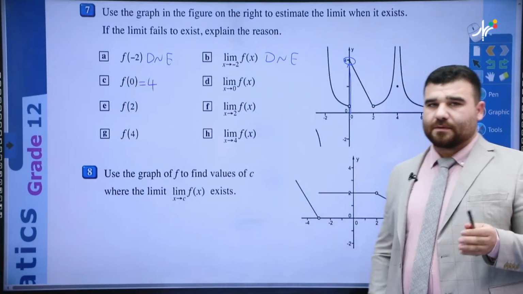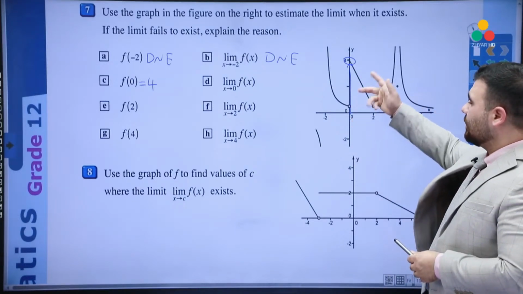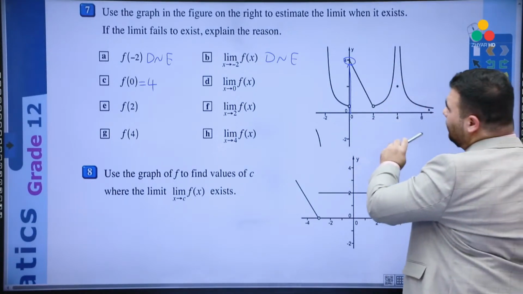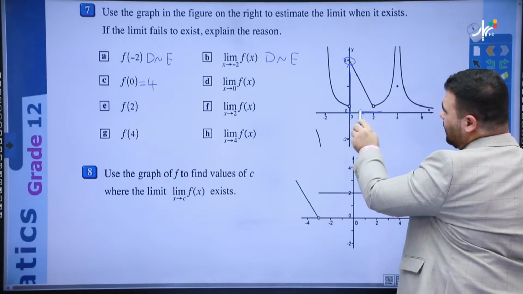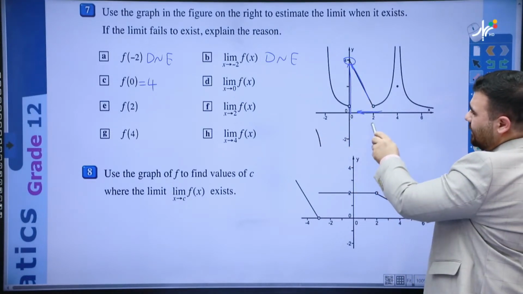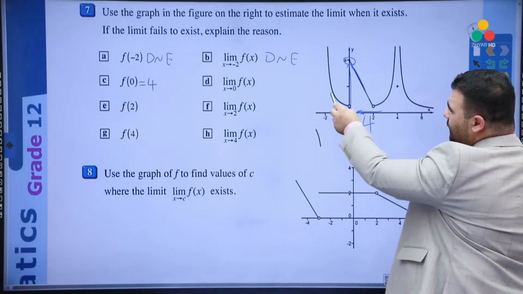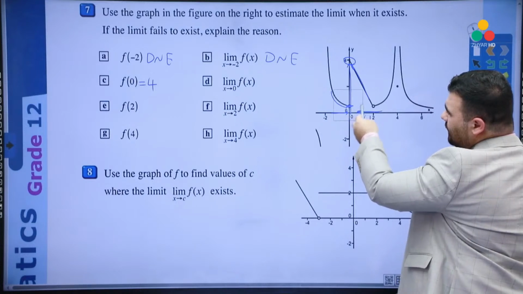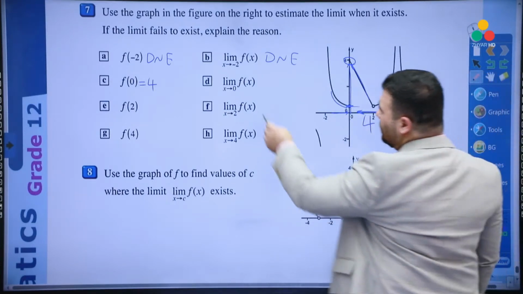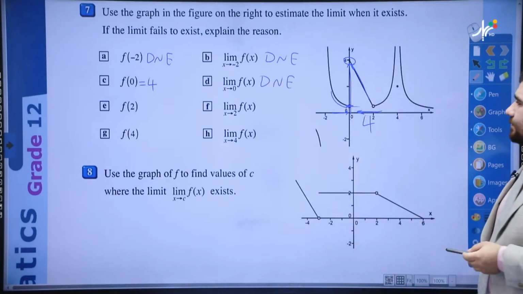Limit x approaching 0. At 0, the graph is broken. These are two graphs. We need to do left and right. If we get closer to 0 on the right side, the graph is going to 4. So the right limit for 0 is 4. If we get closer to 0 on the left side, the graph is approaching a number which is not 4. Then this limit does not exist. Left is not equal to right.